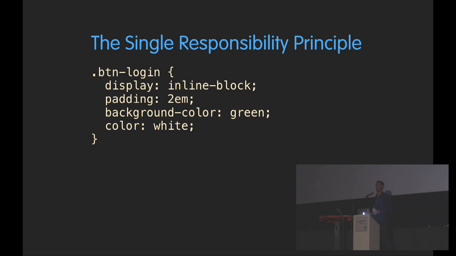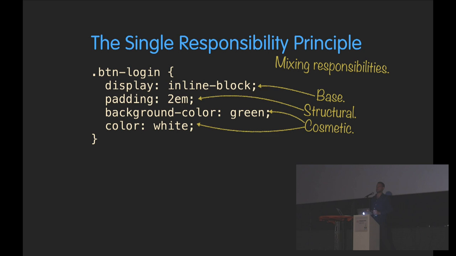The other problem is we're mixing responsibilities. We can identify three separate responsibilities here. These are three separate reasons to change. The first is our base responsibilities, just setting up the display context for a button. Next, we've got some structural responsibility, saying that it's going to have this padding. And finally, we've got cosmetic responsibility. We're deciding now how this cosmetically will appear. There are three different responsibilities. There are three separate reasons to change. They should exist as three different separate pieces.